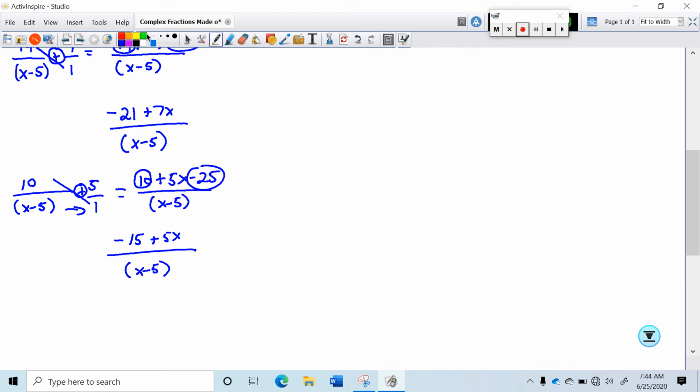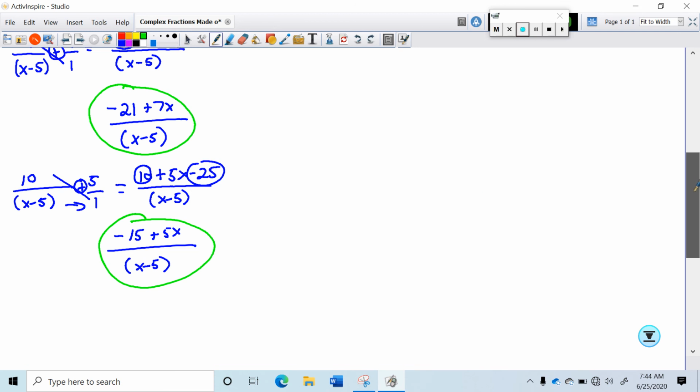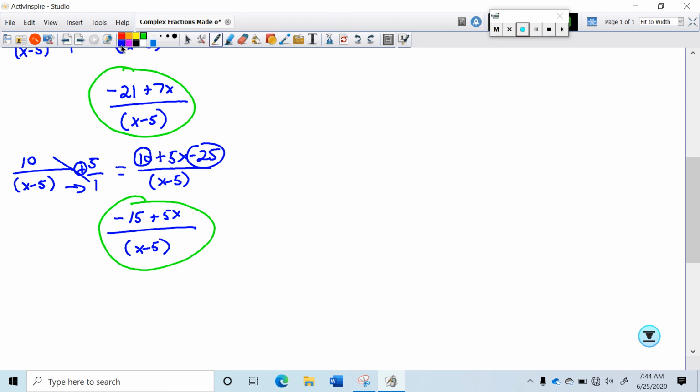So I have my numerator and my denominator. So I'm going to rewrite that as a complex fraction. And my numerator, I can factor out a 7. I can divide 21 and 7 by 7. So let's go ahead and do that. So 7, negative 21 divided by 7 is negative 3, plus 7 and an x. You took the 7 out, so that's an x, over x minus 5.